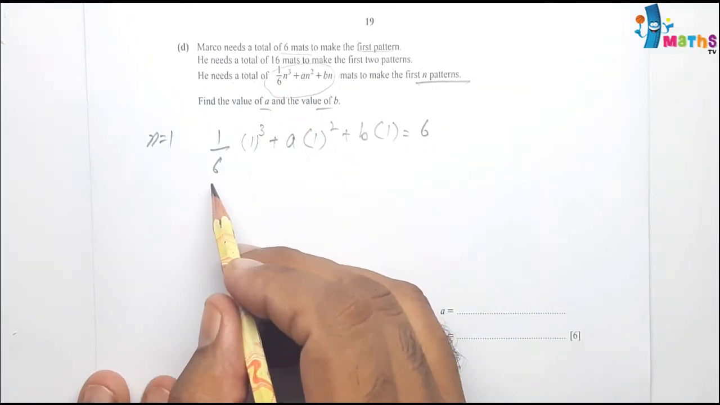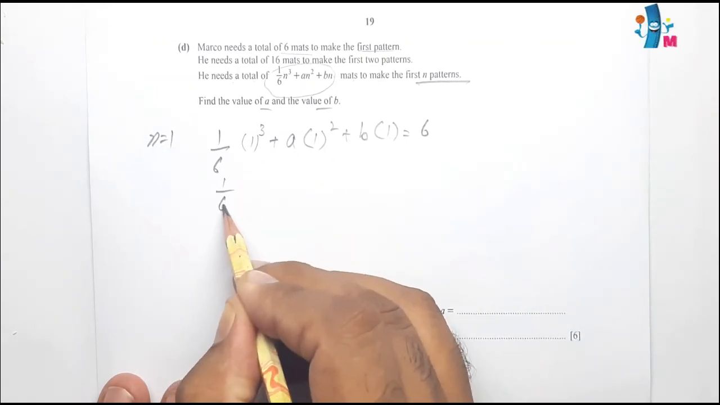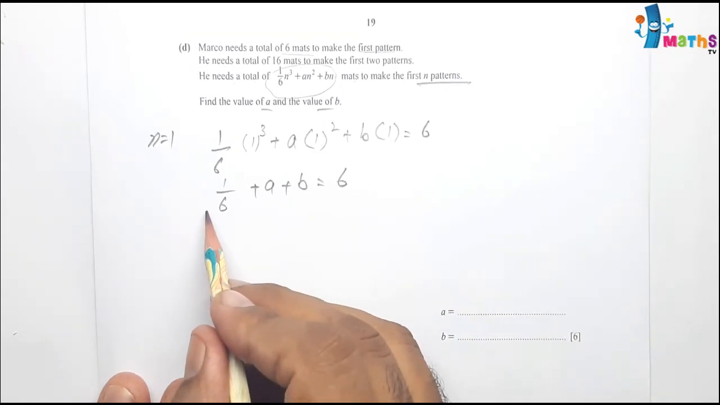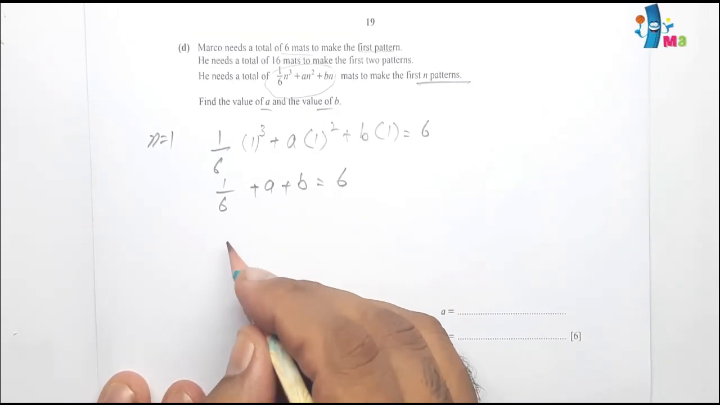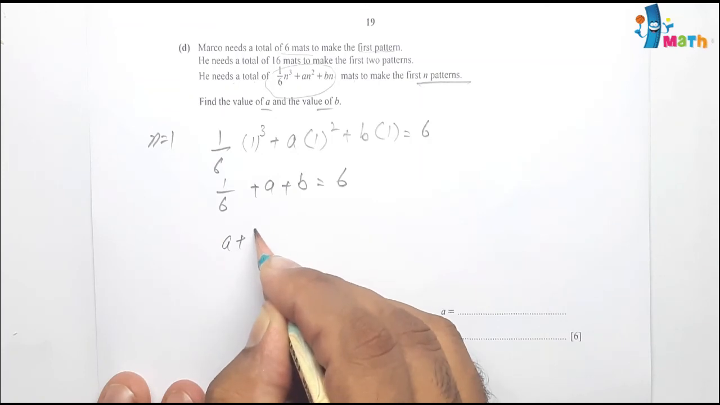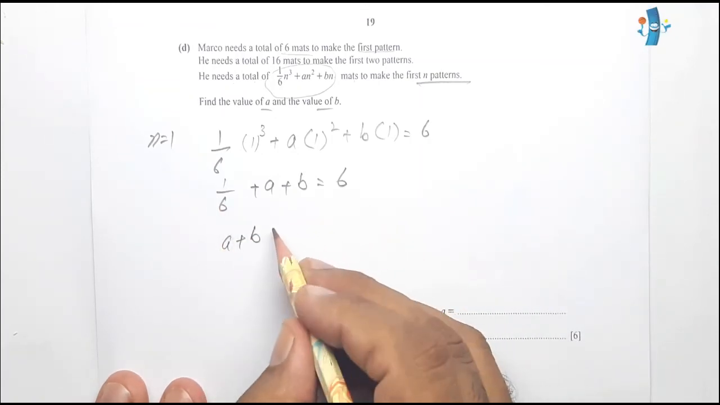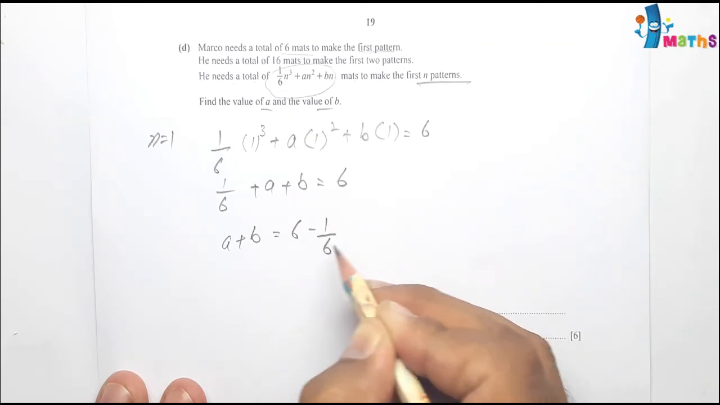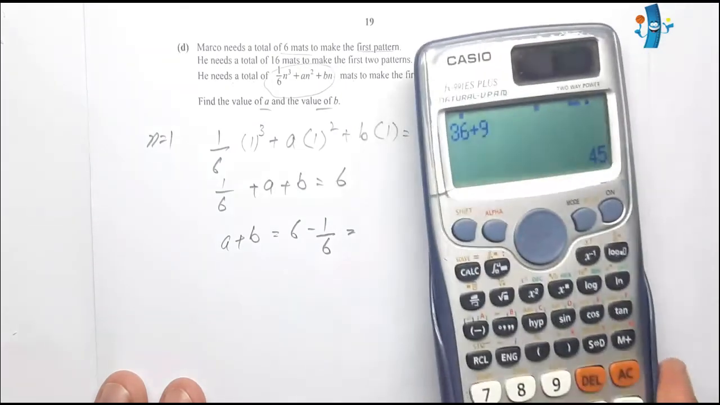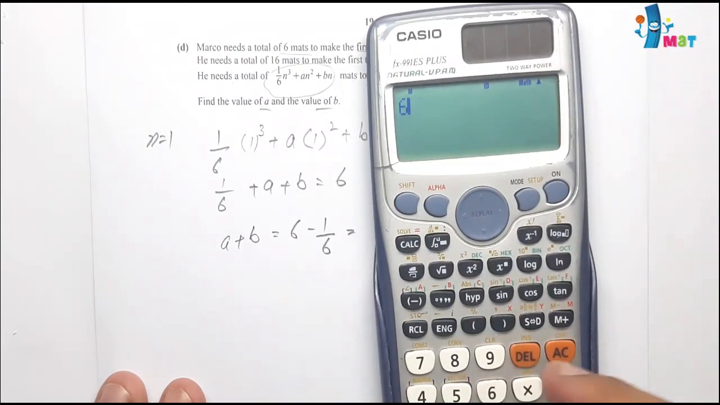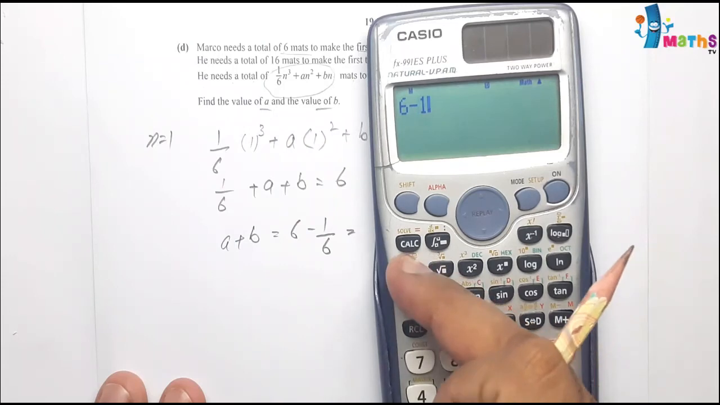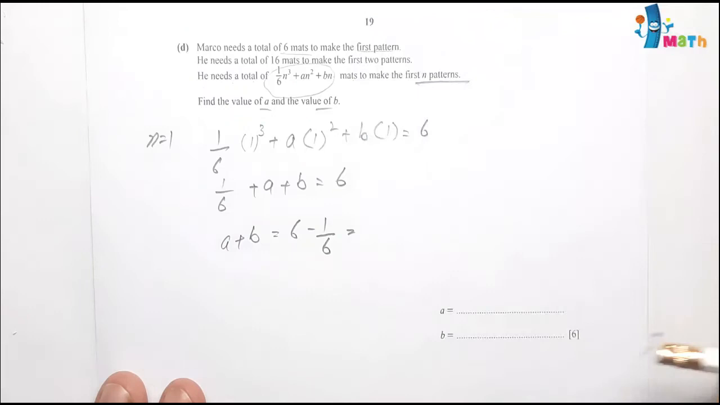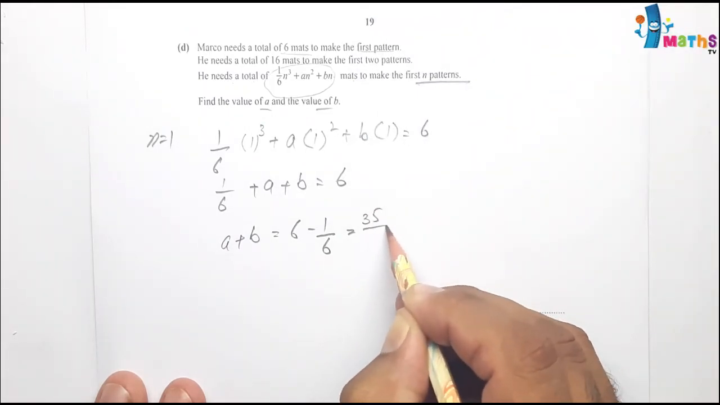So what we can do, we can simplify this equation. 1 over 6 plus a plus b is equal to 6. And we are shifting this 1 by 6 to the other side, so a plus b is equal to 6 minus 1 over 6, and we can solve this. 6 minus 1 over 6 will be equal to 35 by 6. So this is equal to 35 by 6.